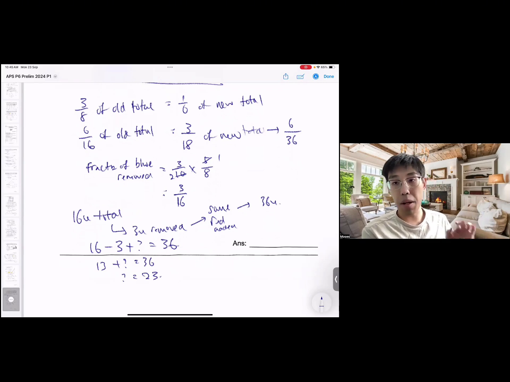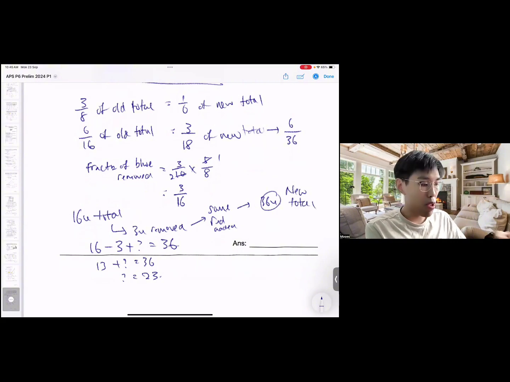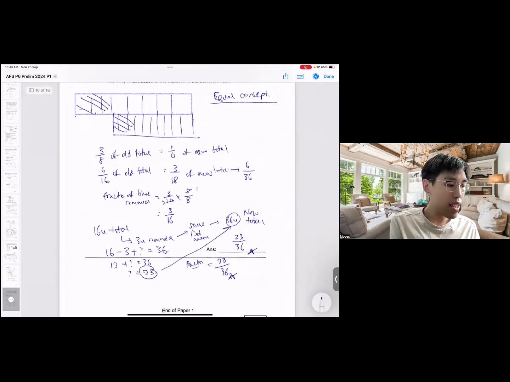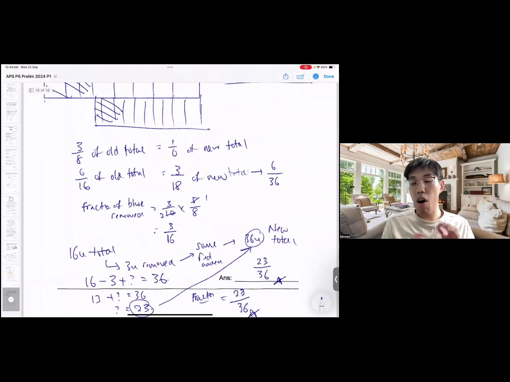So what fraction of the total marbles? Total marbles is the new total, are white marbles. So the white marble will be 23 over 36. This is my final answer. Okay. So this one involves a bit of an equal concept, but however, it requires us to actually extend a bit more.